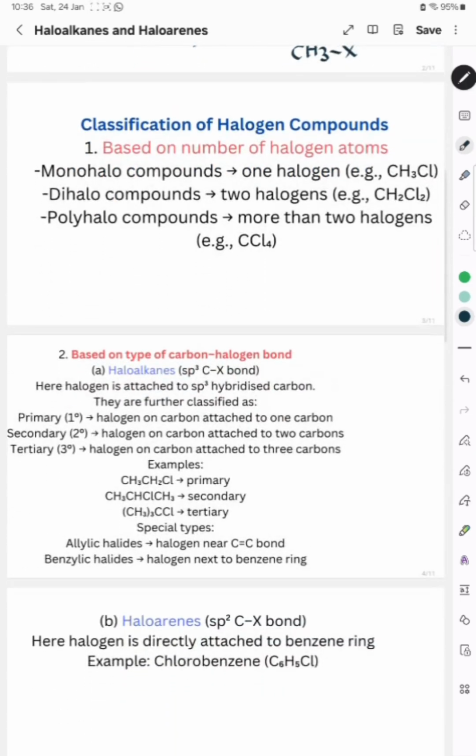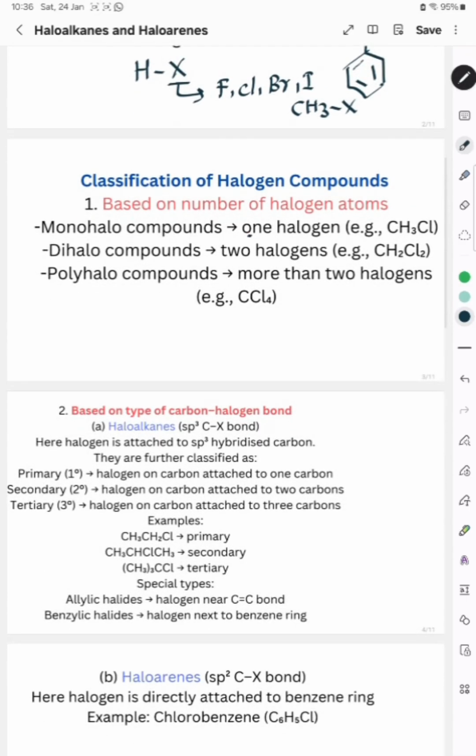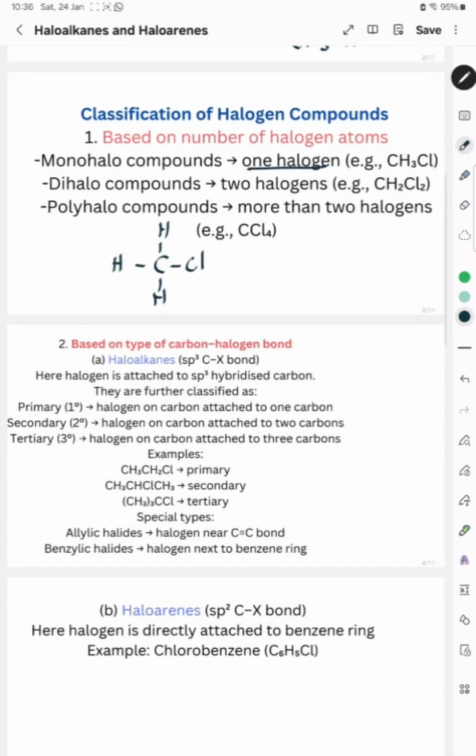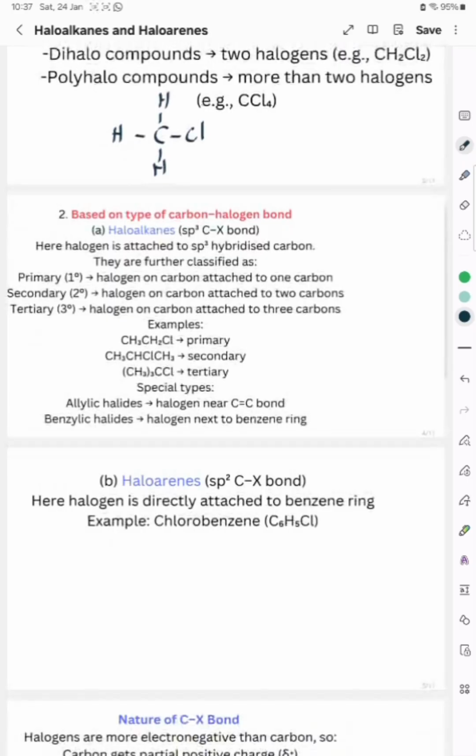Now classification of halogen compounds. Based on the number of halogen atoms, they are divided into three types like monohalo compounds, dihalo compounds and polyhalo compounds. If there is one halogen in a particular compound, then it is called monohalo compound. In methyl chloride, there is only one halogen, that is chlorine. So, this is called monohalo compounds. If there are two halogens, dihalo, and if there are more than two halogens, this is called polyhalo compounds.